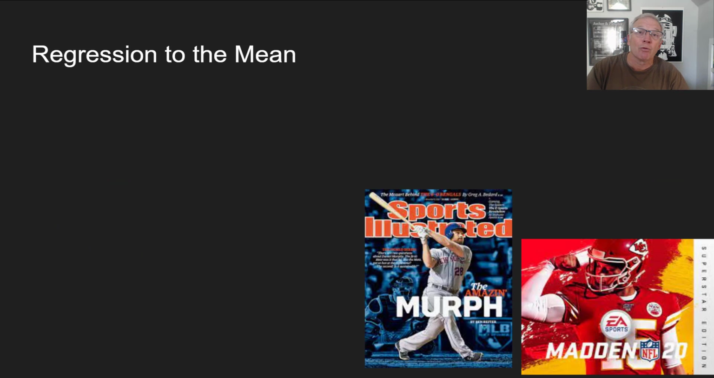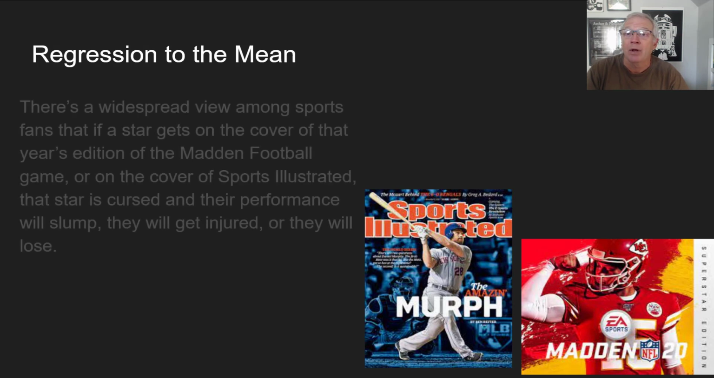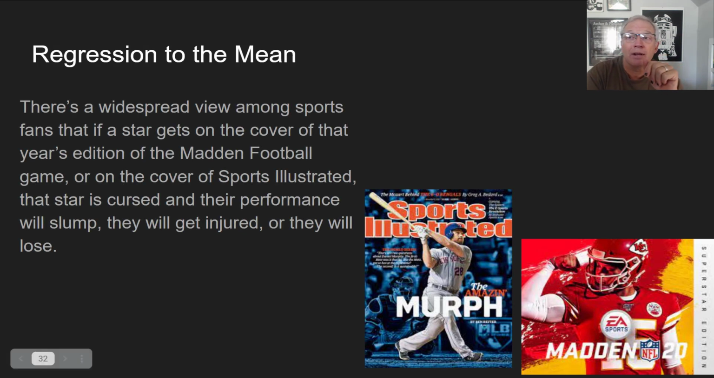Okay, so let me show you another place where we go off the rails, and this one might be familiar to lots of you. Kahneman spends a couple chapters talking about regression to the mean. So let's figure out what that is. There's a widespread view among sports fans that if a star gets on the cover of that year's edition of the Madden football game, it's a video game that gets issued every year, and a different famous football player will be on it every year.